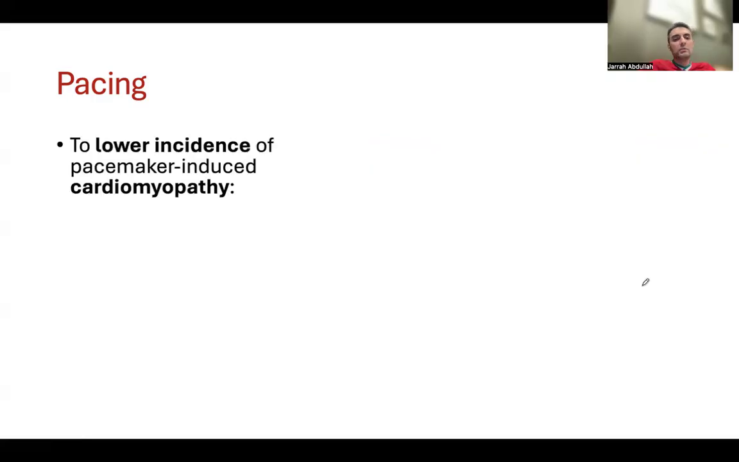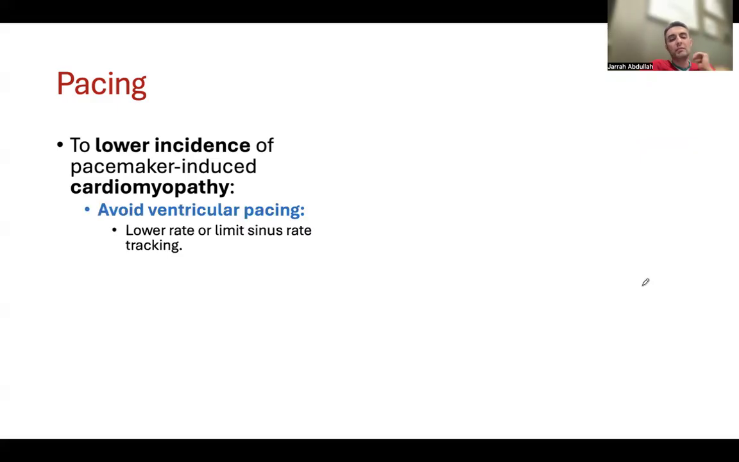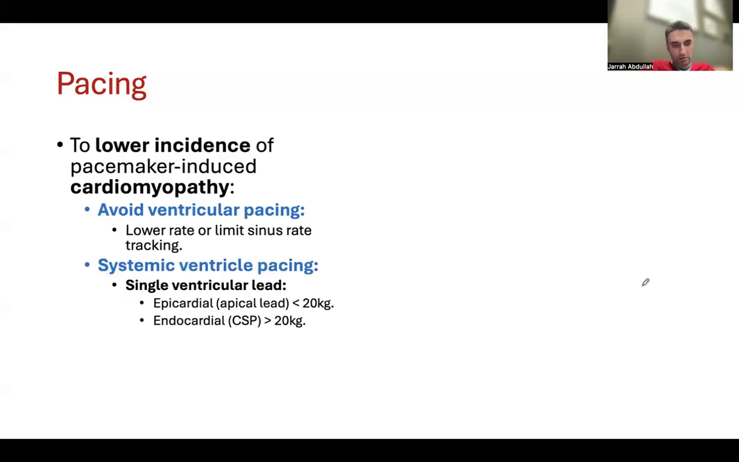Anyways, because of such cardiomyopathy incidence and mortality risk, people obviously want to lower that risk. So how do we reduce pacemaker-induced cardiomyopathy and hence mortality? You want to first of all avoid percent ventricular pacing, either by lowering your rate, or you limit sinus tracking. So eventually you want to just decrease the amount of time that the ventricle is being paced. But you may not be able to do that all the time.